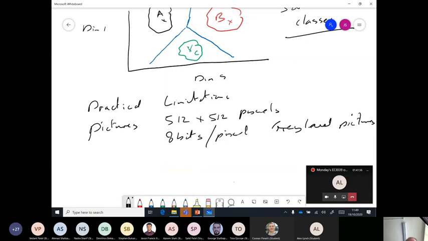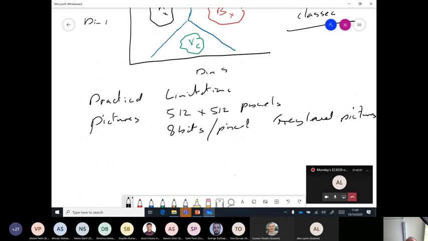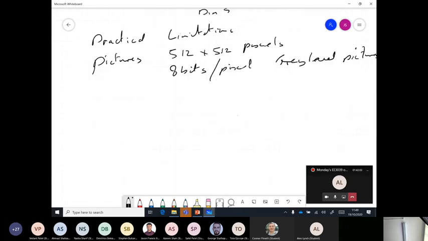Right, now what's gone wrong? Right, carrying on. Right, the practical limitations. Our pictures are 512 by 512. We have 8 bits resolution per pixel, i.e. per element.